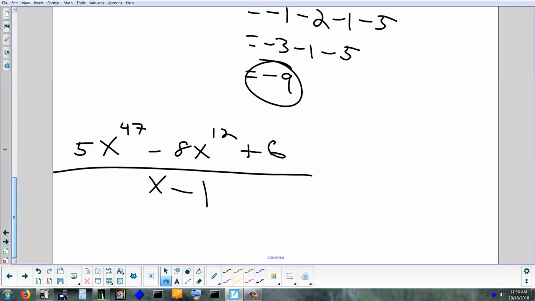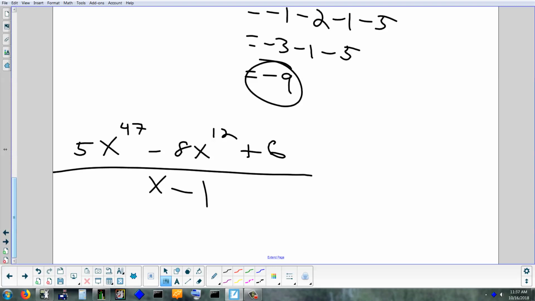If you try to use long division to get the remainder here, look at all the zeros you have to fill in. You're missing everything from the 46th to the 13th term. You need to put zeros in for every one of those. And then you need to put zeros in for the x to the 11th, all the way down to the x term. So doing that with long division, that's going to be almost impossible during a test.